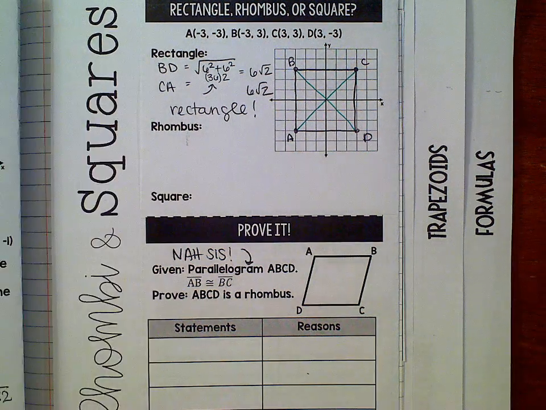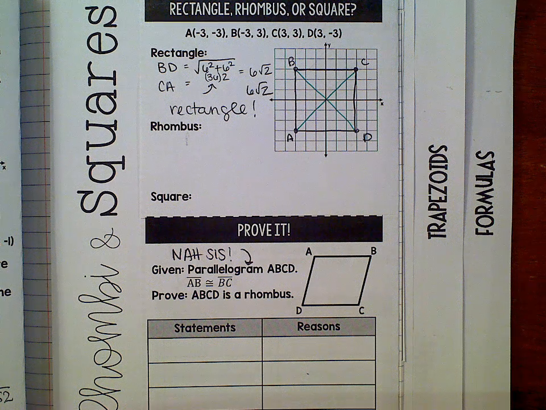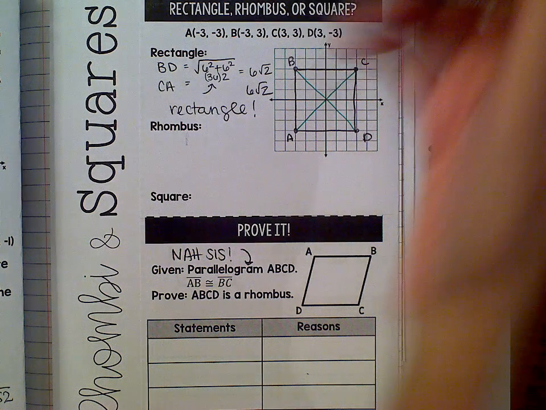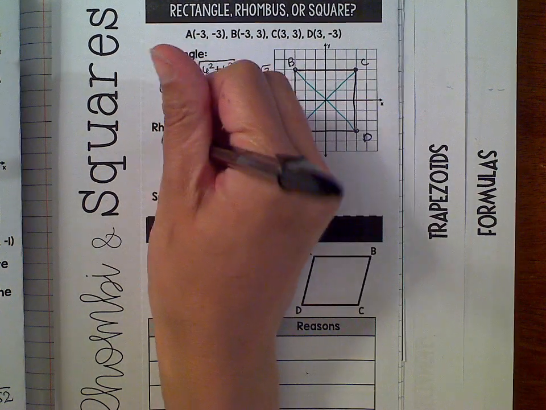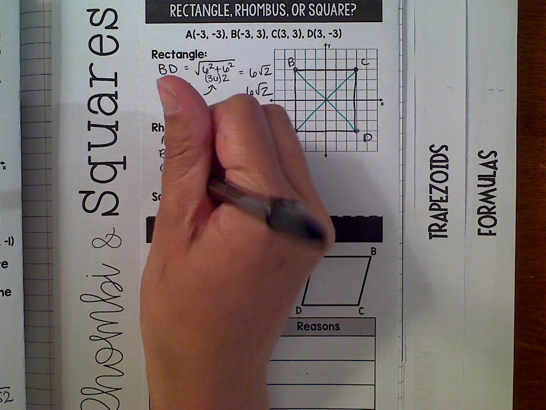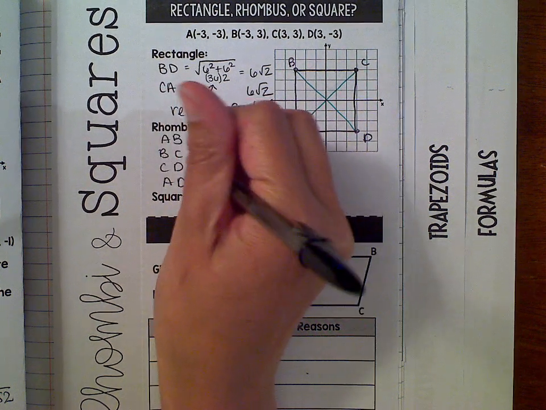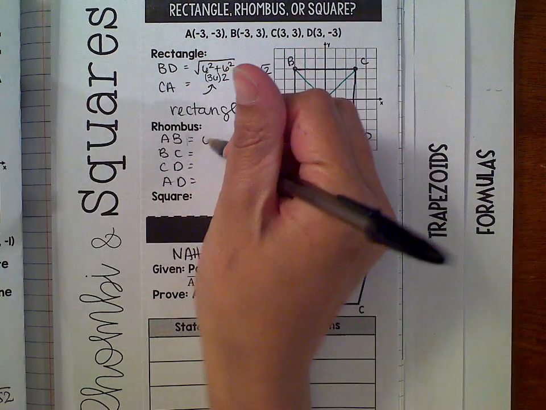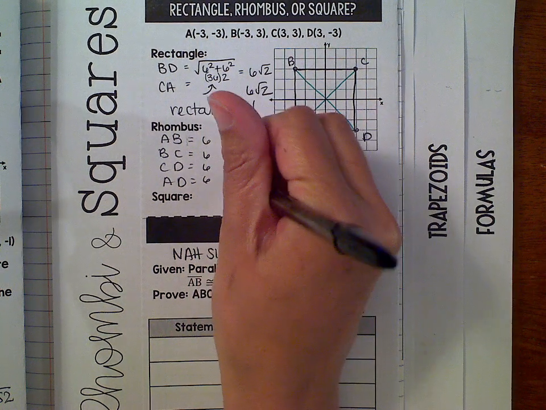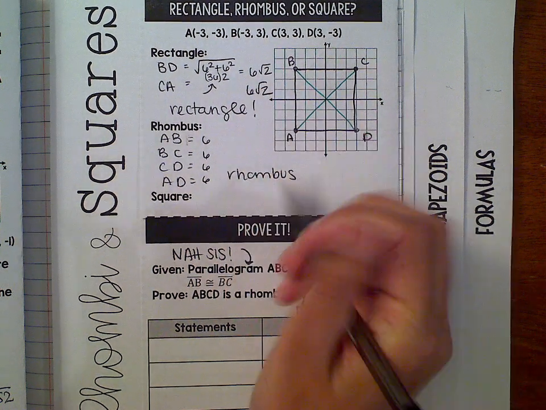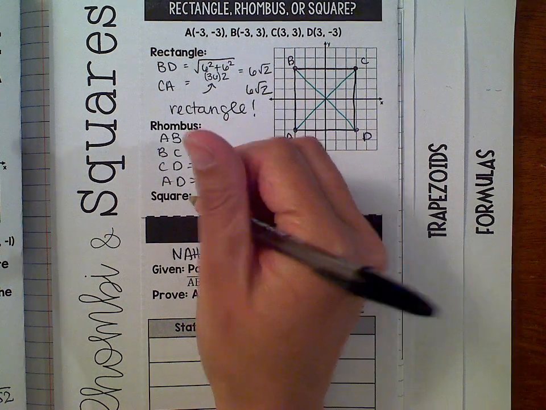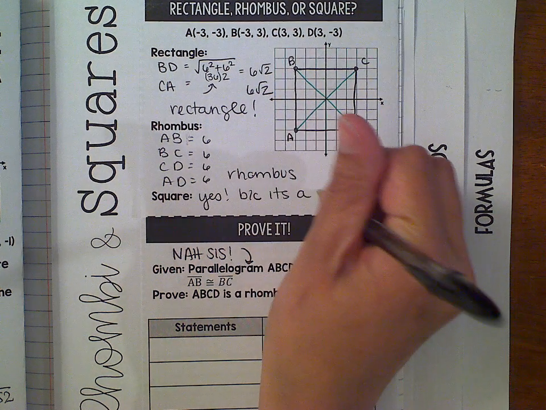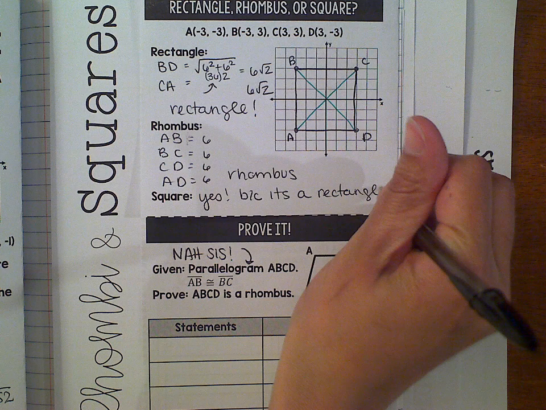And I can also show that it's a rhombus. And to know that something is a rhombus, it has to have all congruent sides. So I can find the length of AB, BC, CD, and AD. And it's super easy to find the lengths of these ones anyways because they're all horizontal and vertical lines, so I can just count, and they're all 6. So it's a rhombus. And so then, once I know that it's a rhombus and a rectangle, I know that it's a square. So yes, because it's a rectangle and rhombus.